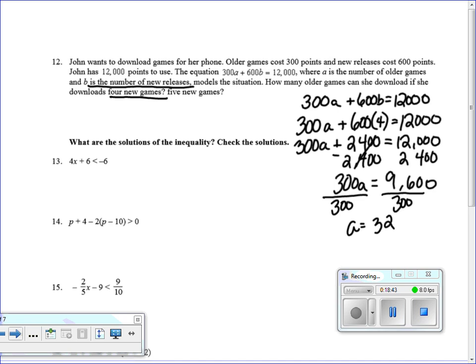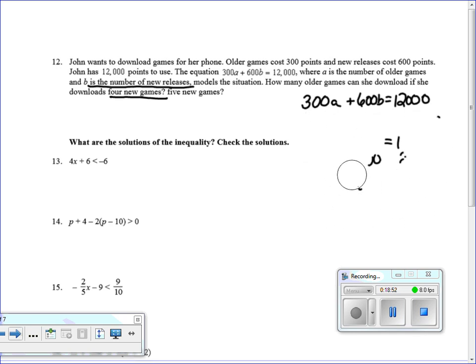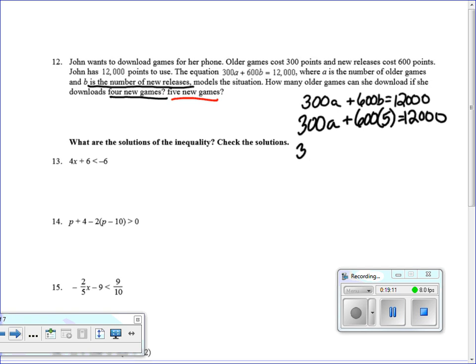You're going to do the same exact thing for the next part. But this time instead of substituting in 4, we're going to substitute in 5 new games. So you're doing the exact same thing. 300a plus 600 times 5 this time equals 12,000. 300a plus 3,000 equals 12,000. Okay, subtract 3,000 from both sides.